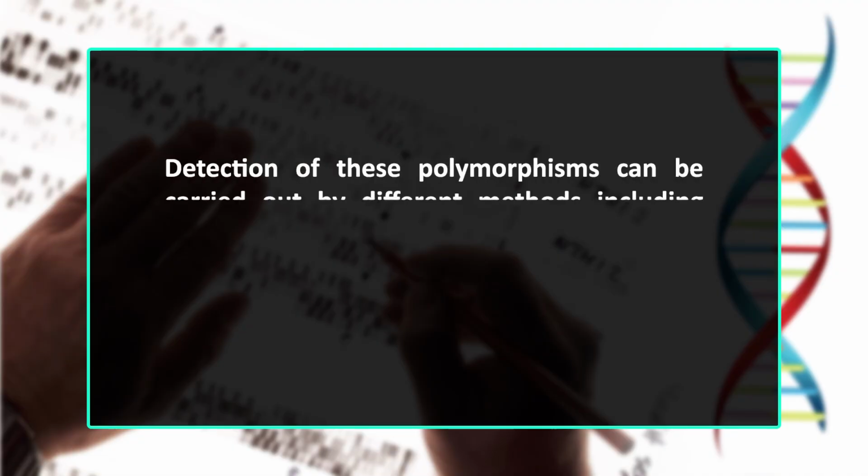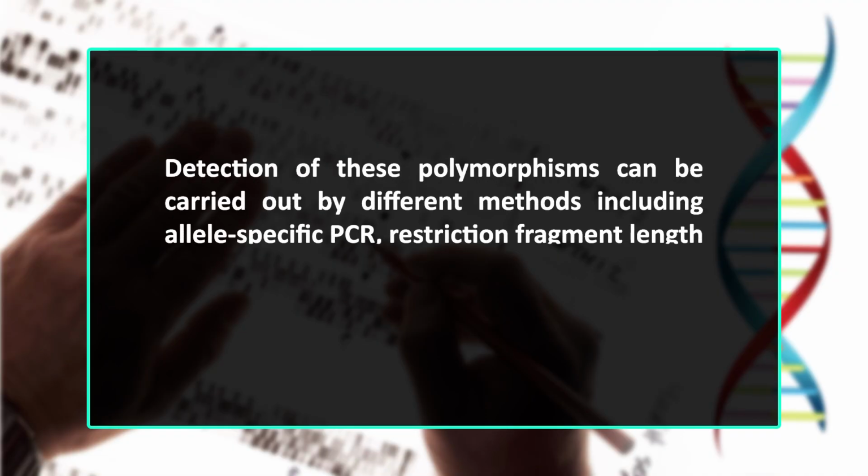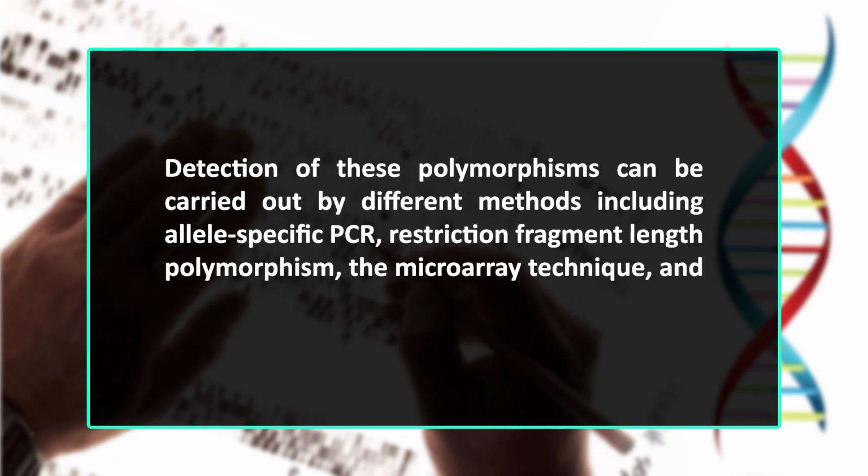Understanding the functions of SNPs can greatly help us understand the genetics of human phenotype variation, especially the genetic basis of complex human diseases. So DNA polymorphisms comprise three types: tandem repeat polymorphism, copy number variations, and single nucleotide polymorphisms. Detection of these polymorphisms can be carried out by different methods, including allele-specific PCR, restriction fragment length polymorphism, microarray technique, and whole genome sequencing. Calculation of sample size is very important in studying any polymorphism using specific free software.